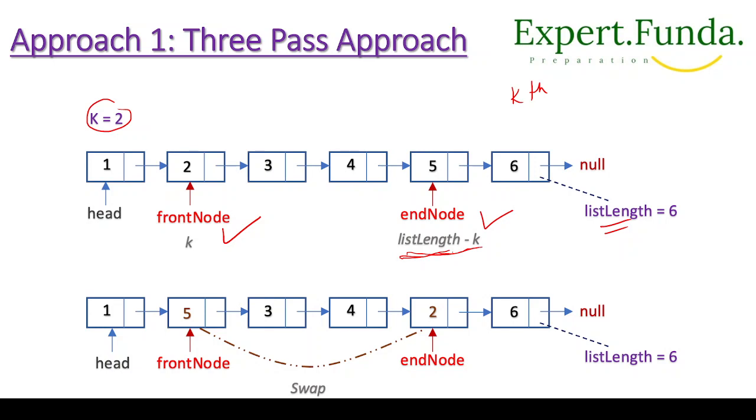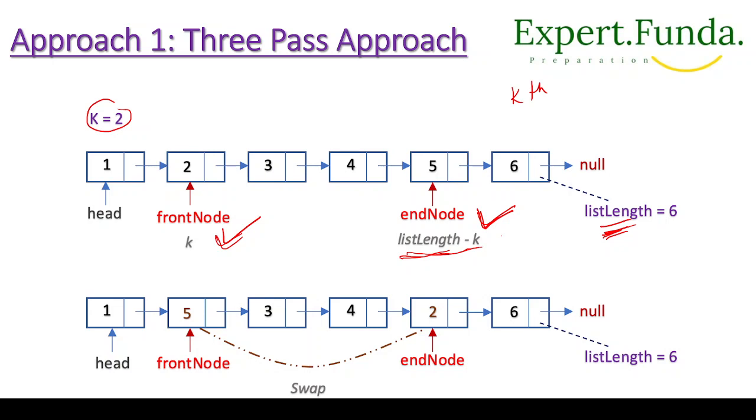First of all, the front node you know, because from the beginning of the list you can count and get it. But for the end node, we have to know the list length, and from there we do minus k, so you will get the end node. So remember these two things. If you have understood, let's continue now.